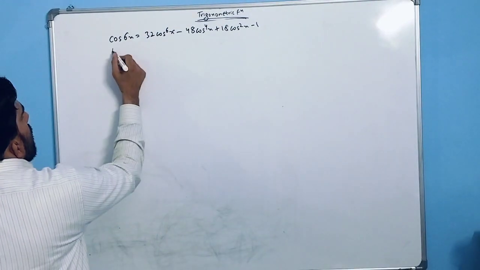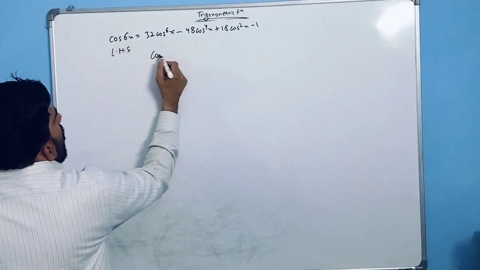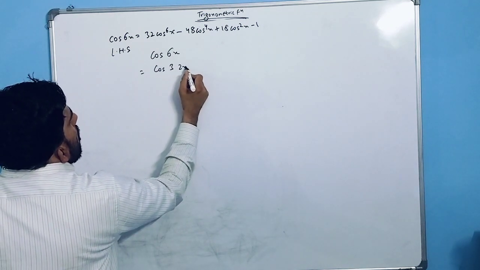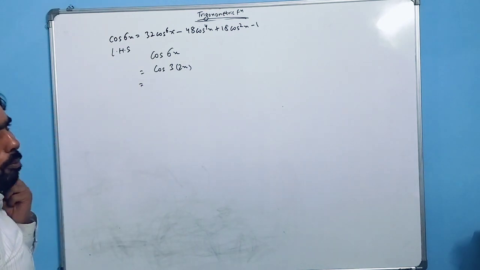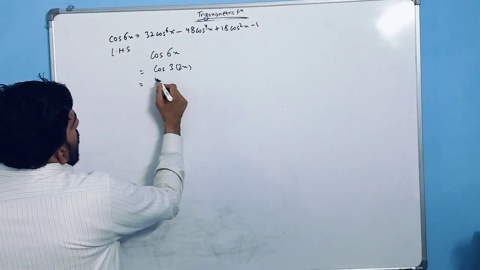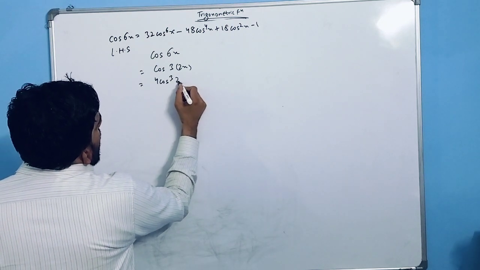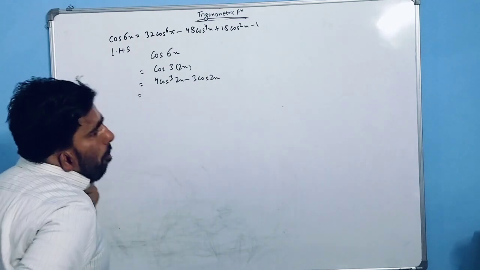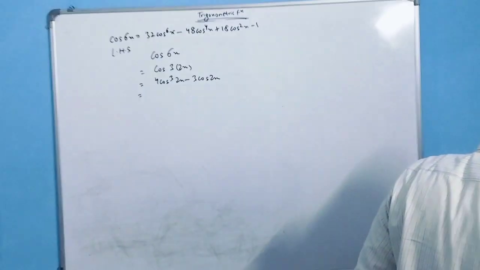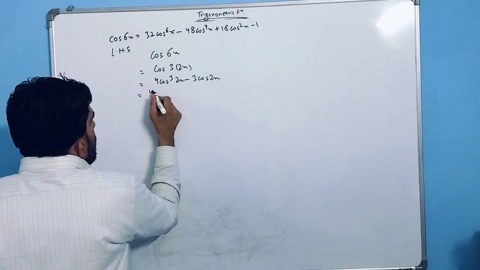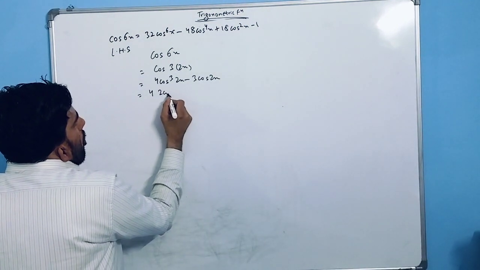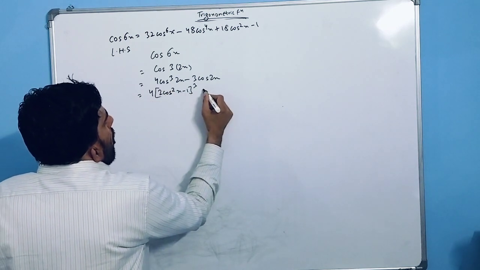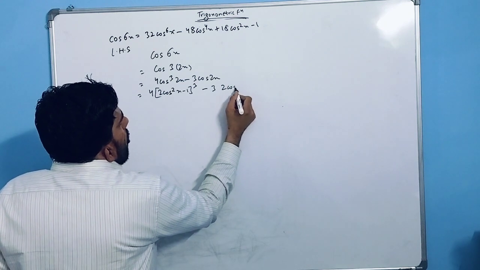Now let's take the LHS, cos 6x. So how will we solve it? We'll write cos 3 into 2. Now we'll use the formula of cos 3x, that is 4 cos cube x minus 3 cos x. Okay, that is the formula. Now for cos 2x we will use 2 cos square x minus 1, so we have 4 times (2 cos square x minus 1) whole cube minus 3 into (2 cos square x minus 1).